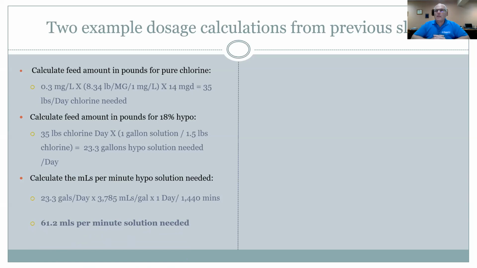All right, let's try it a different way. Let's see if I come up with the same number of around 61 milliliters per minute by doing it a second way.